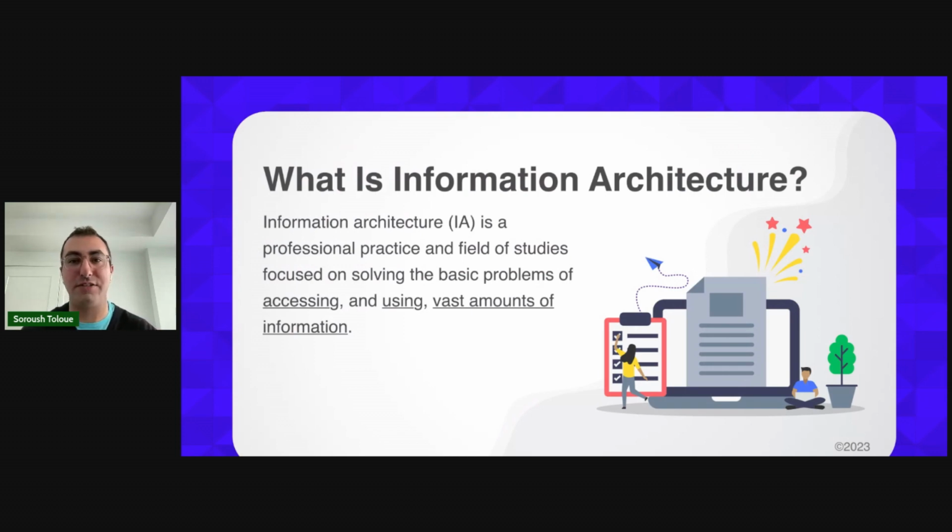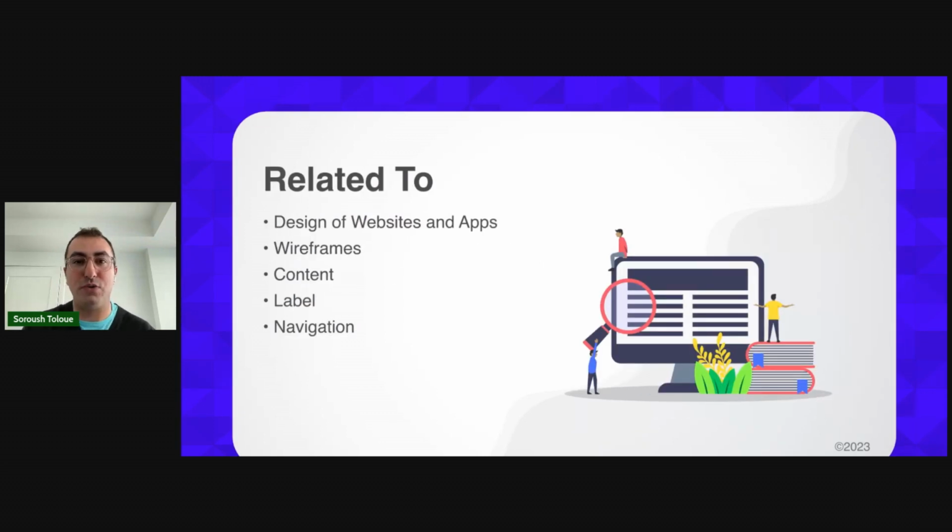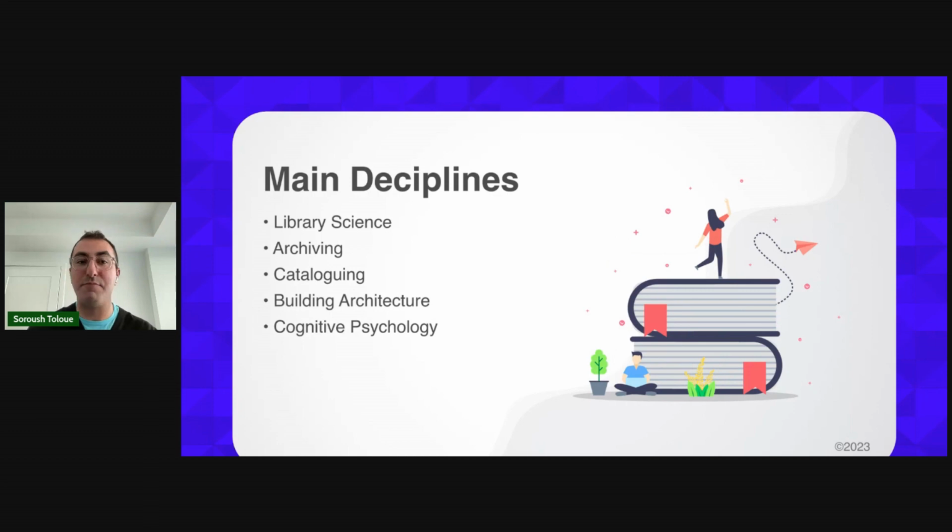What is information architecture? Information architecture is a professional practice and a field of study focusing on solving the basic problems of accessing and using vast amounts of information. You may have heard this term as it relates to the design of websites and apps, wireframes, content, labels, navigation, etc. The main disciplines involved are as follows. We're going to talk a little bit about each and every one of them: library science, archiving, cataloging, building architecture, and cognitive psychology.